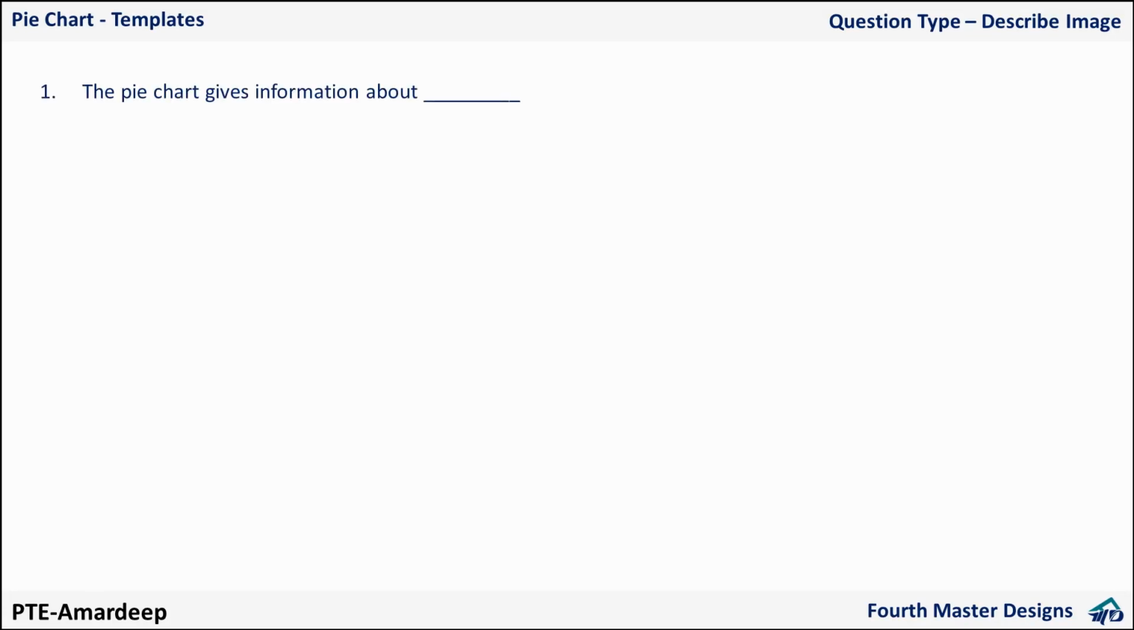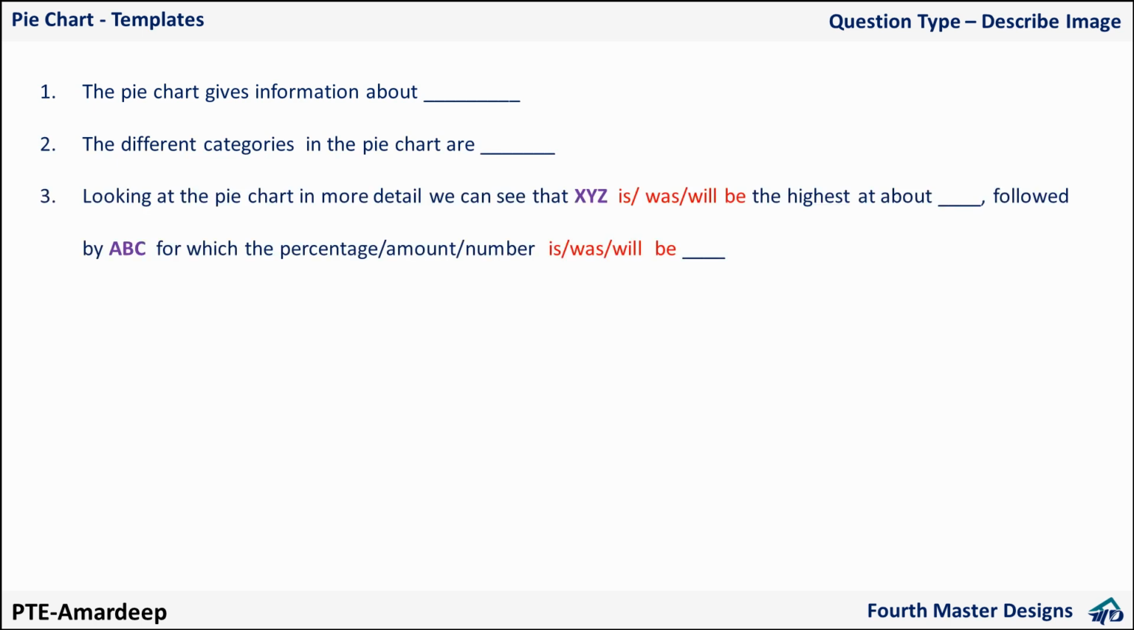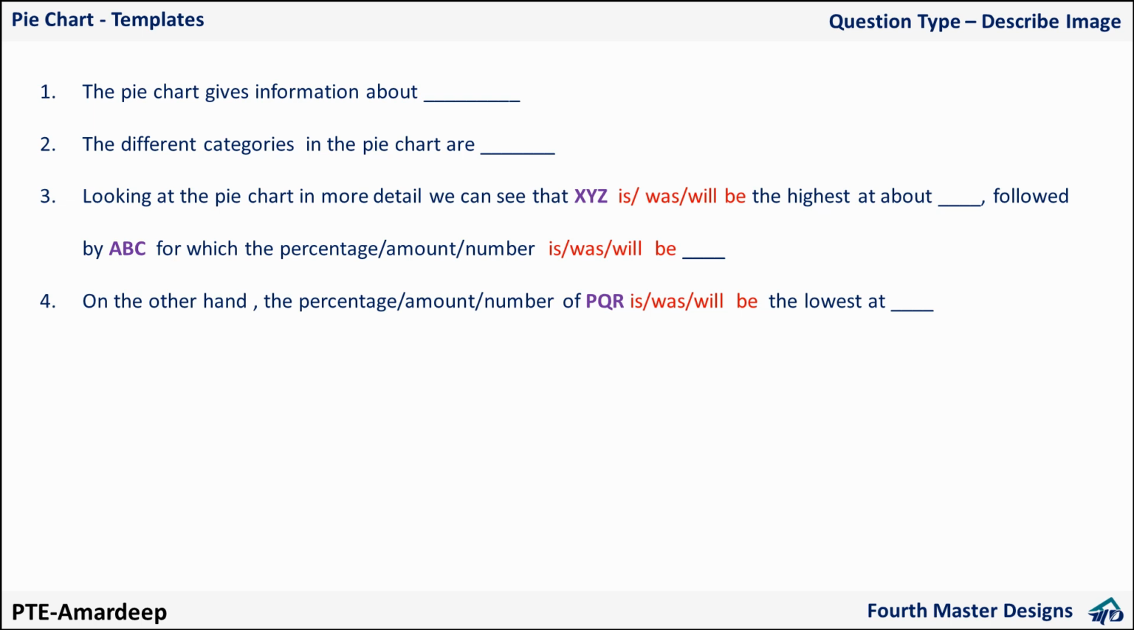Then, looking at the pie chart in more detail, we can see that XYZ is, was, or will be the highest at about, followed by ABC. Now, what is this ABC? This is your second highest, for which the percentage or amount or number is, was, or will be, whatever that is, explain it. Then the fourth point: on the other hand, the percentage, amount or number of PQR, that is your lowest, is, was, or will be, depending on the tense.